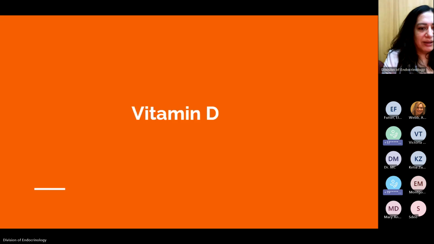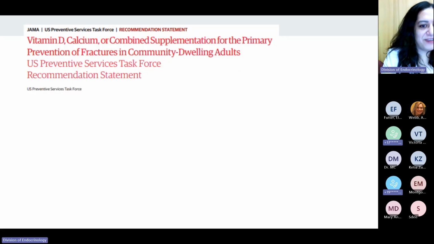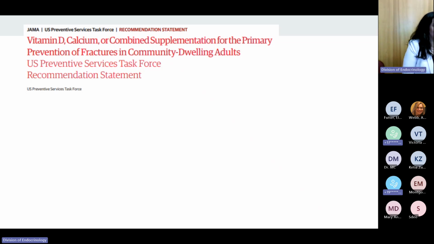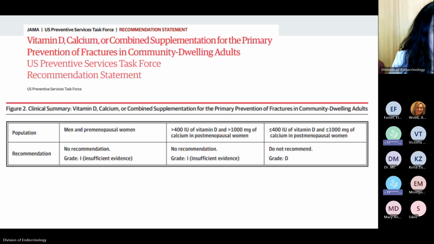All right, vitamin D. This is another favorite. Should we check vitamin D levels? Who should get vitamin D levels checked? Does the vitamin D level actually influence any health outcomes? So this is the USPSTF recommendation about vitamin D and calcium supplements to prevent fractures. And this is in community-dwelling adults. That's important to note also, the population that's being studied.